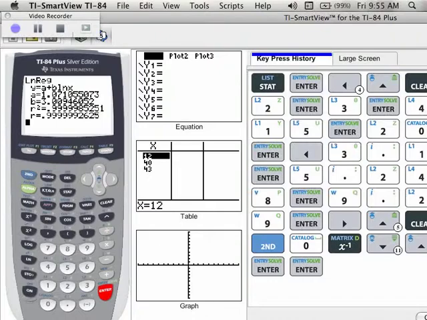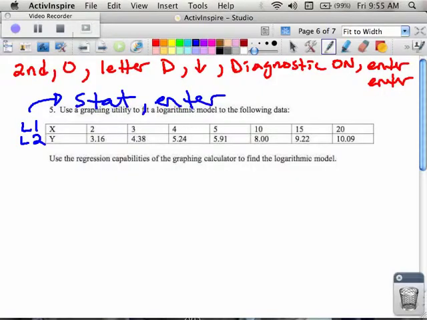So now I'm going to write this stuff down on the board. Just in case you didn't remember what we just did, here it is. We did stat, calc, LN regression, enter, enter.